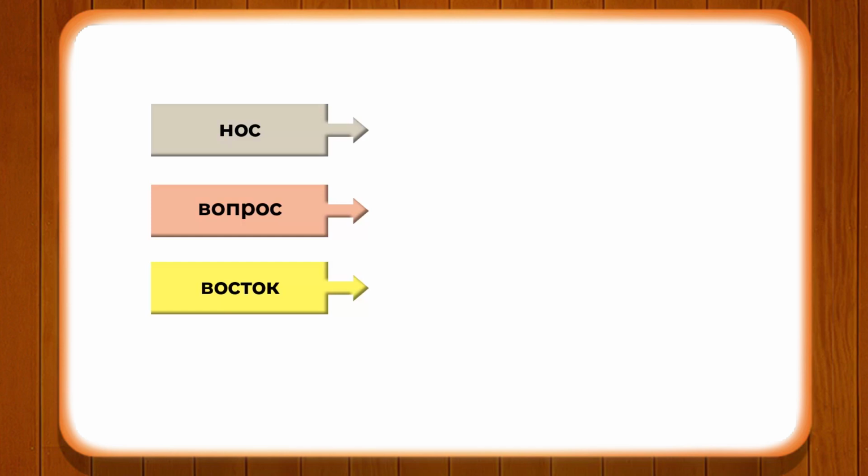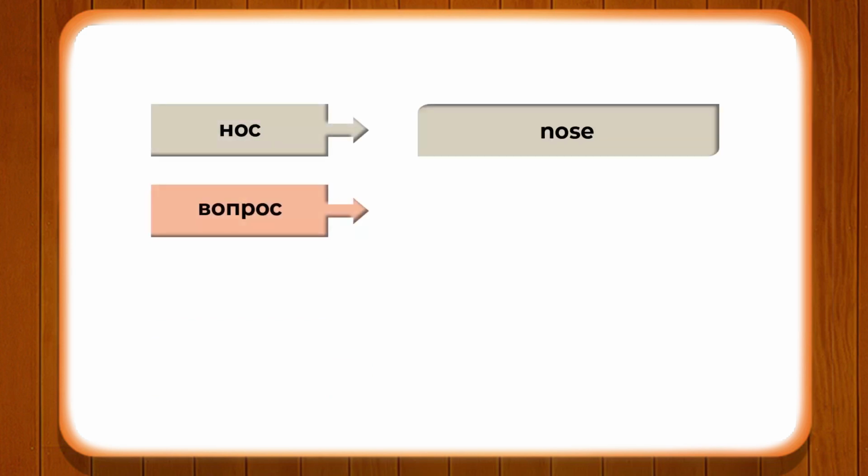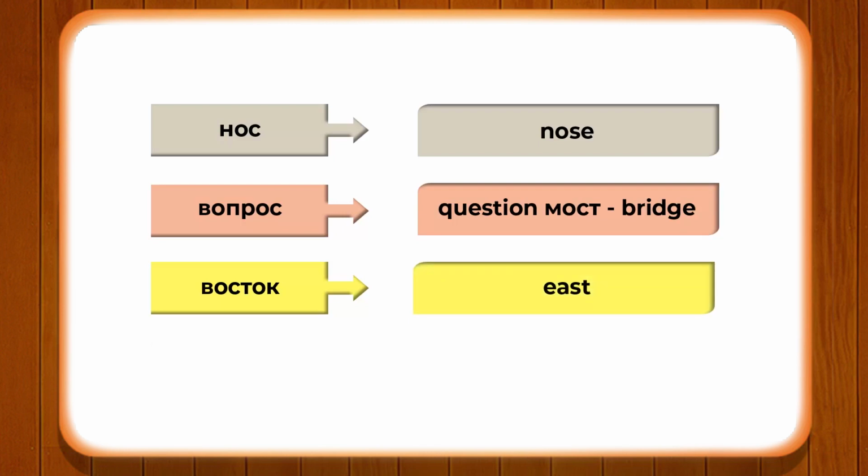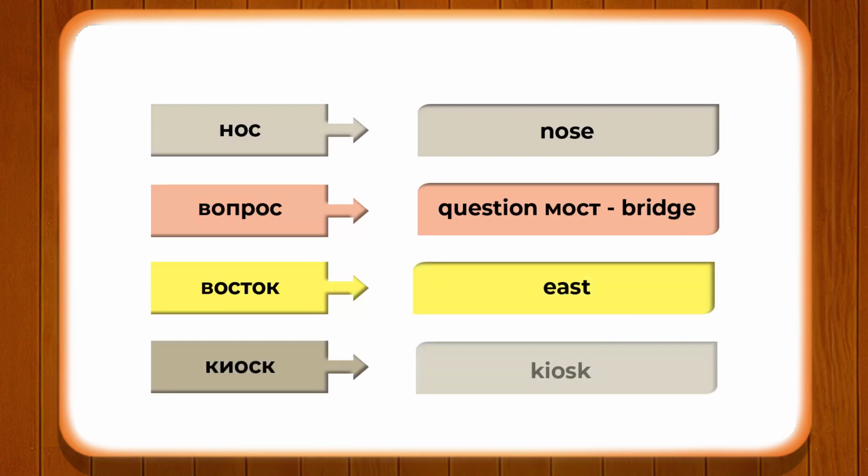All right. Now, let us repeat once again: nos, vapros, vostok, and kiosk. And now, let us learn about their meaning in English. Nos means nose, vapros means question, most means bridge, vostok means east, and kiosk, which means kiosk, a small shop. All right. Now, let us go ahead and look at a few more such examples.